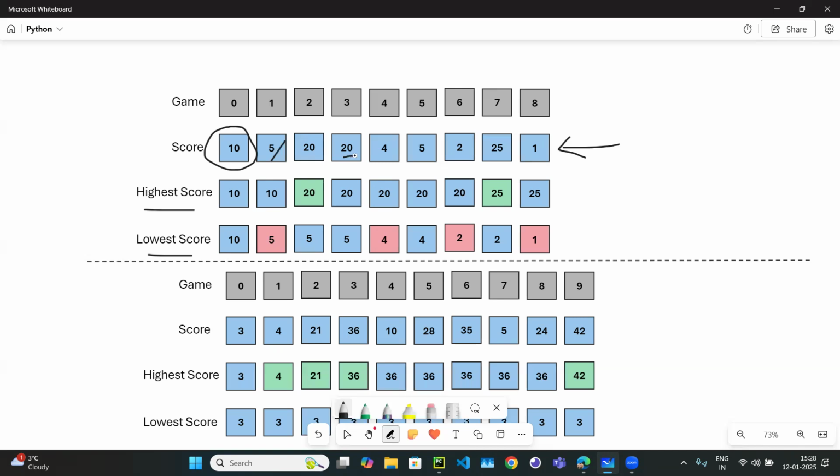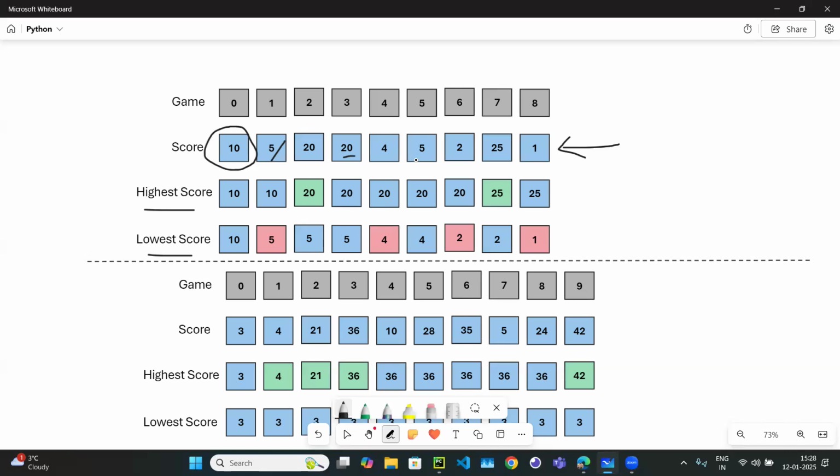In the next game, she scored 20. Did she break her highest score? No, it is not breaking because it is the same. Did she break the lowest score? No. In the next game, she scored 4. Did she break her highest score? No, so the highest score is still 20. Did she break her lowest score? Yes. The lowest score was 5 and she is performing even worse than that. So she broke her lowest score.